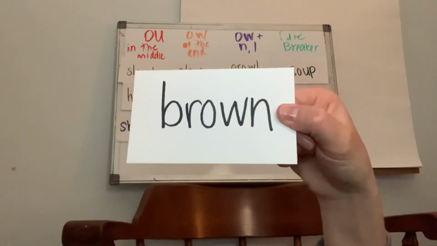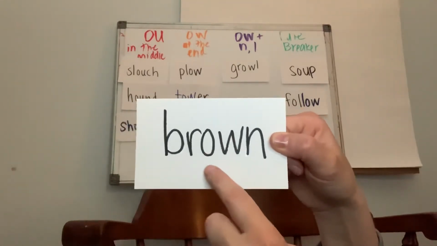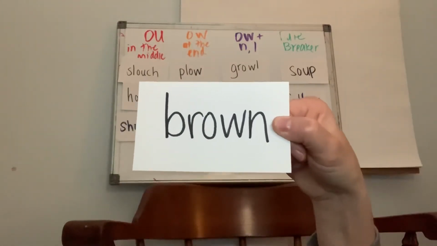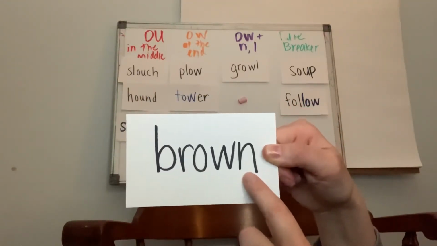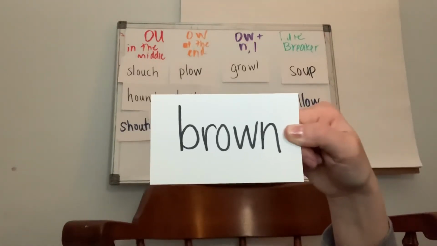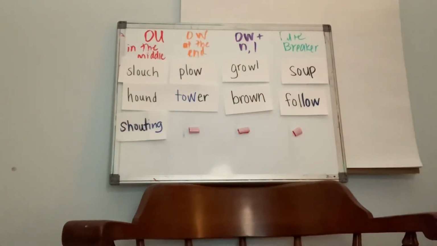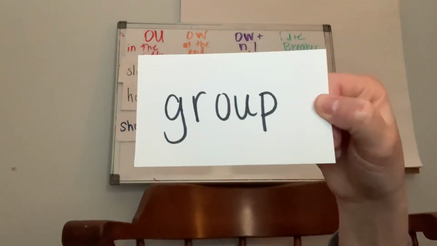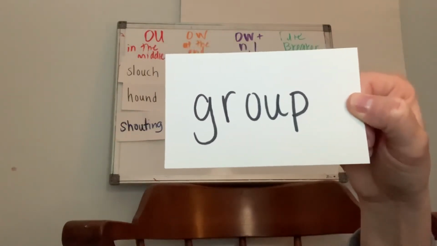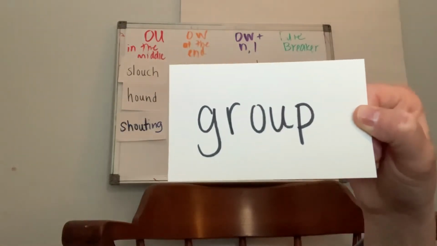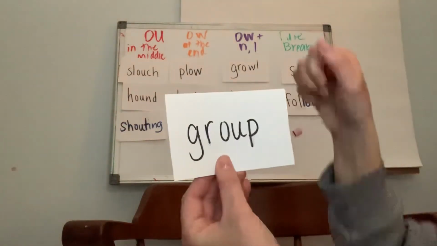Brown. Okay, let's see it. I hear my ow sound, but I spell with an OW in the middle of the word. Usually it's an OU in the middle of a word. But I also know if it's followed by an N, it goes in the middle. And this one follows. Brown. Here's one. Perfect. OU in the middle of a word. But wait a minute. I don't hear the ow sound. This word is group. G-R-O-U-P. So it does not follow our OU ow rule.